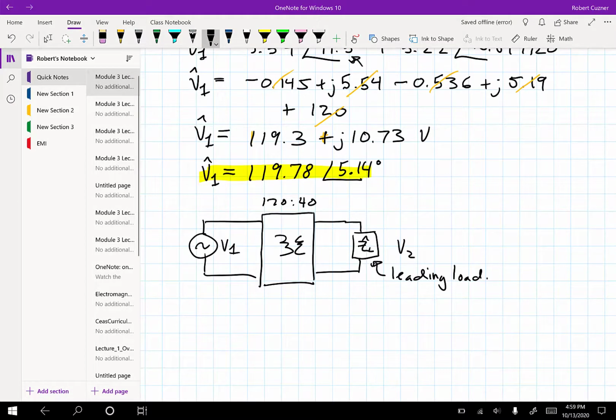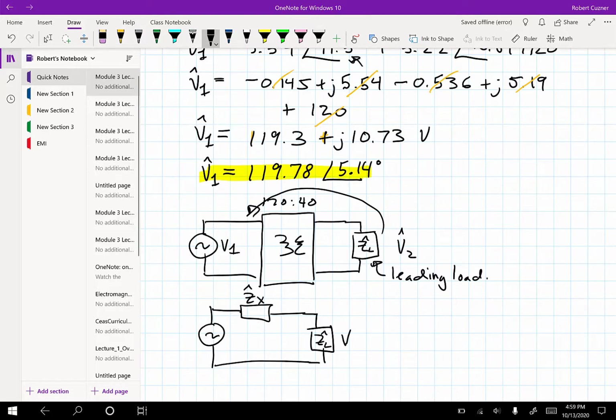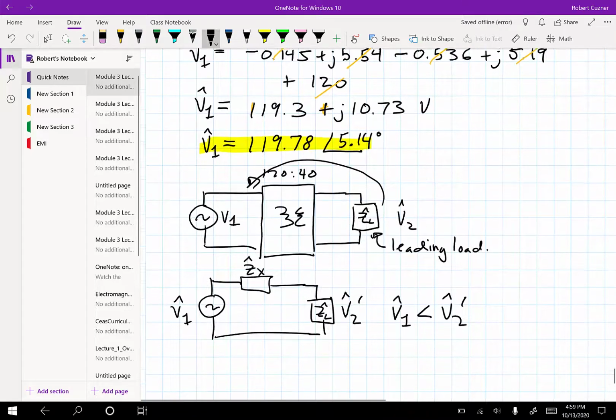And this is the voltage across the load. And if I move it over, we're basically saying we moved everything over here, and it looks like this, where we have some inductive impedance of the transformer. We've got the load, and because it's leading, it's going to be somewhat capacitive. And the fact that we have V1 less than V2, this is V2 prime, why could that happen?